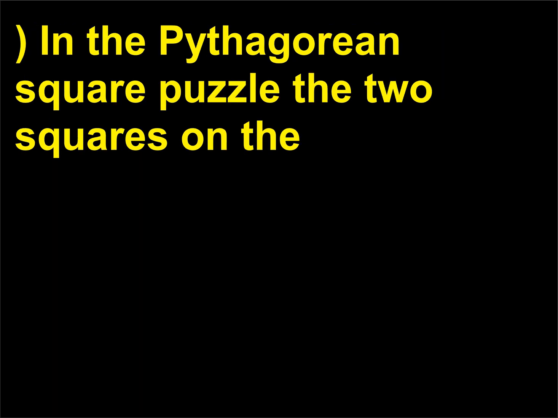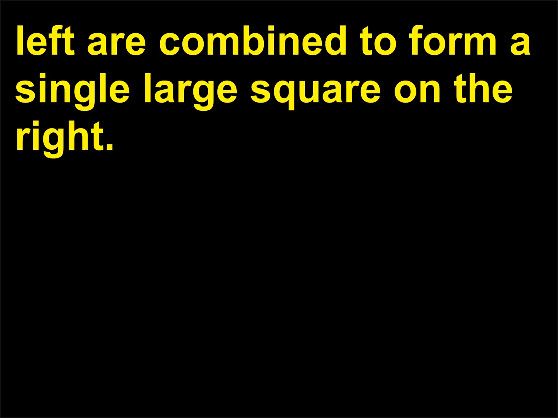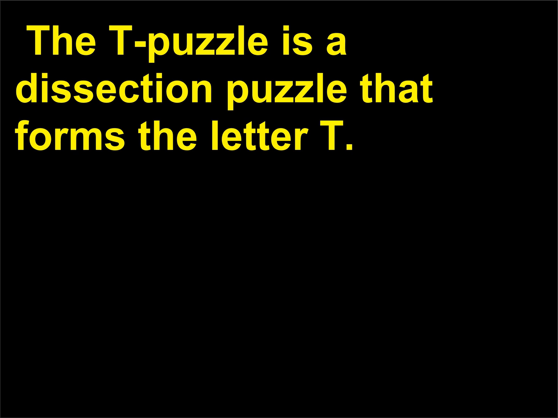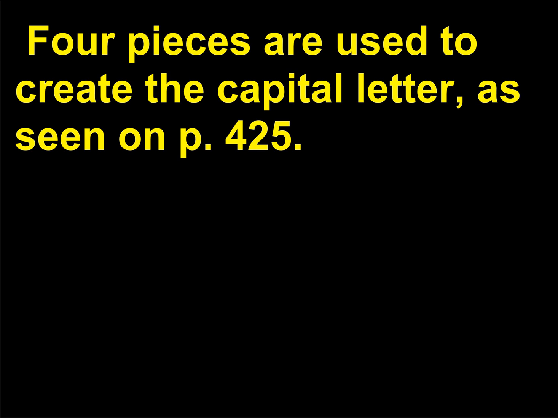In the Pythagorean square puzzle, the 2 squares on the left are combined to form a single large square on the right. The T puzzle is a dissection puzzle that forms the letter T. 4 pieces are used to create the capital letter, as seen on p. 425.